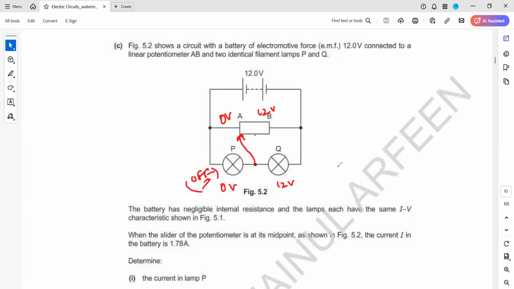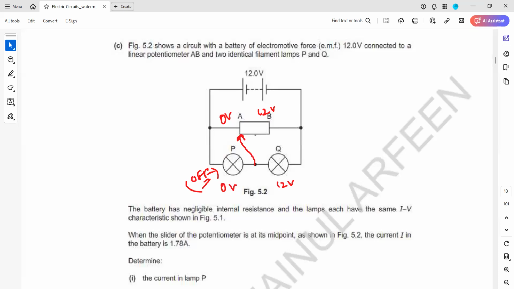But what happened to lamp Q? Because it has more potential, its brightness will increase. Because when you work out the power, you'll find it will have a high power. So its brightness will also increase. Increasing the voltage across the lamp will increase its power output, or the brightness, you can also say.